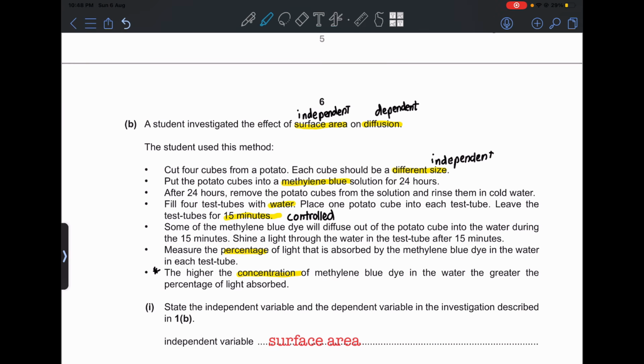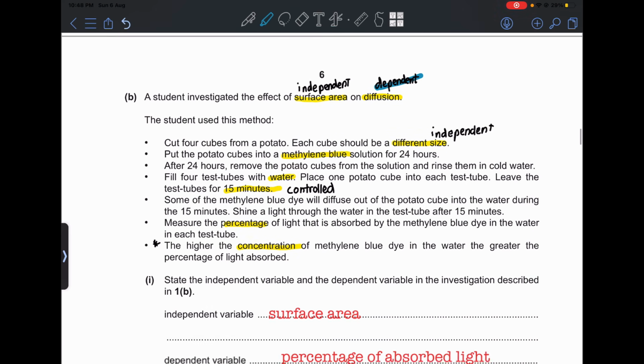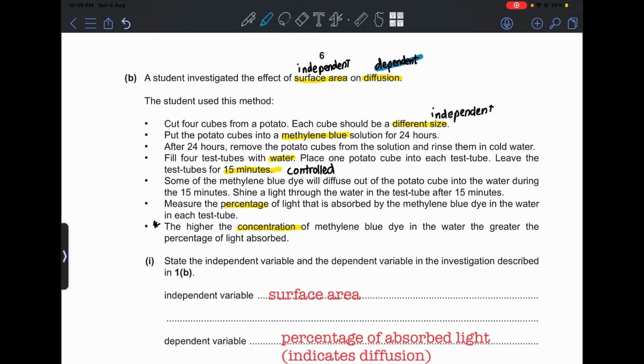B, a student investigated the effect of surface area on diffusion. The surface area is the independent variable and the diffusion is the dependent variable. The student used this method. Cut 4 cubes from a potato. Each cube should be different size. Of course, this is an independent variable again.